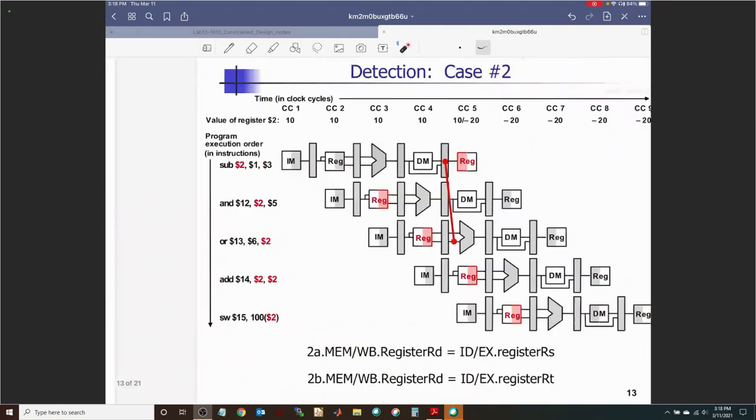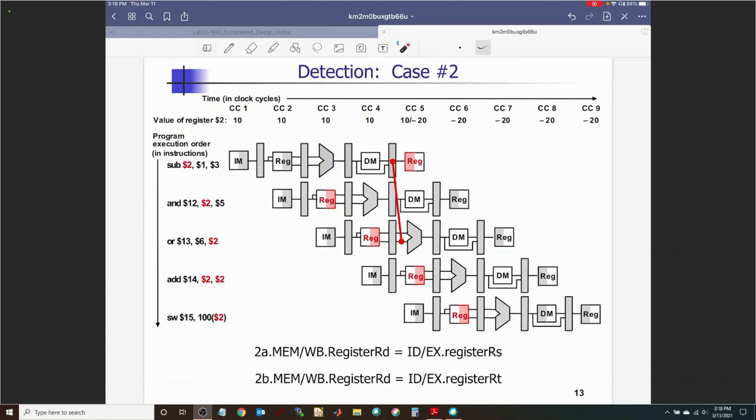Okay. Next, case two. Now we are moving on to the hazard between the subtract instruction and the OR instruction. In that case, nothing really changes. The only thing that changed for case two is that it is looking at the data hazard as far as the OR instruction is concerned.